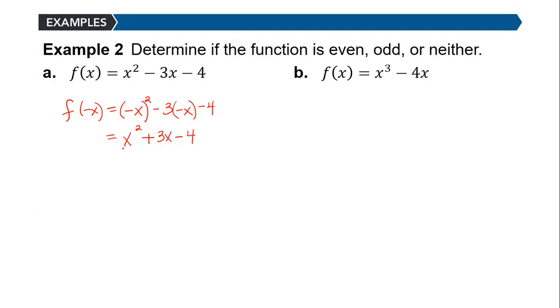But this is not equal to the original function because our signs on the 3x are different, so it's not even. To be odd, it has to be the opposite of the original function, which would mean that each sign has to be opposite. But that is not the case because only the sign of the 3x is opposite. So this is neither even nor odd.